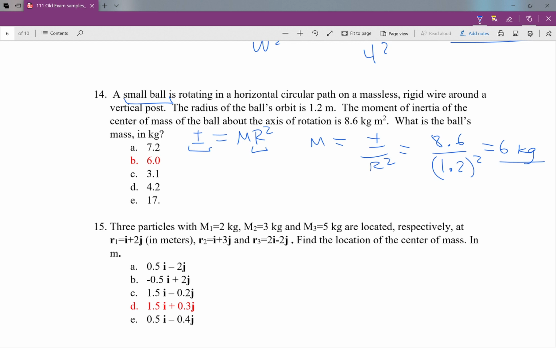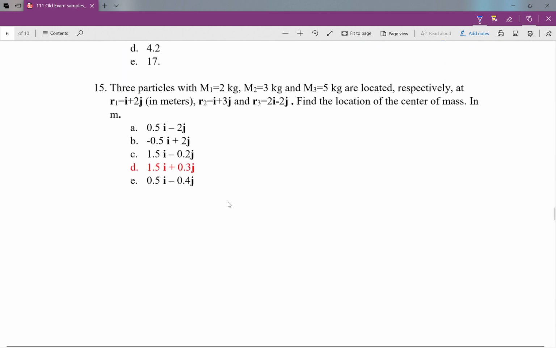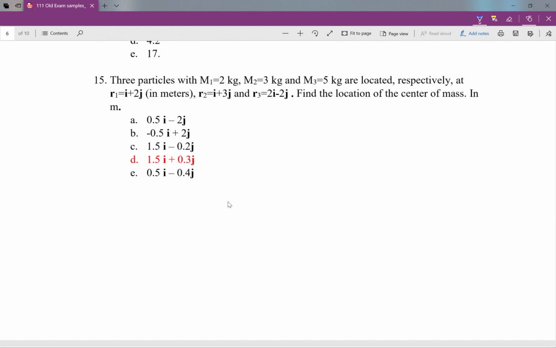All right. So let's move on to question 15. Three particles with m1 equals 2 kilograms, m2 equals 3 kilograms, and m3 equals 5 kilograms are located respectively at r1 equals i hat plus 2j hat, r2 equals i hat plus 3j hat, and r3 equals 2i hat minus 2j hat. Find the location of the center of mass in meters.